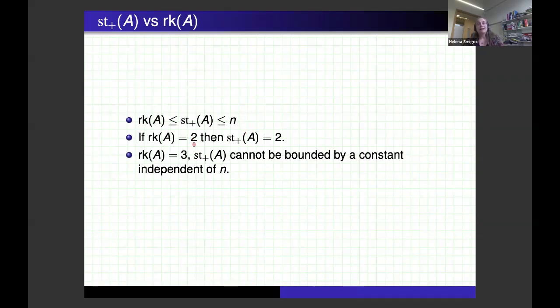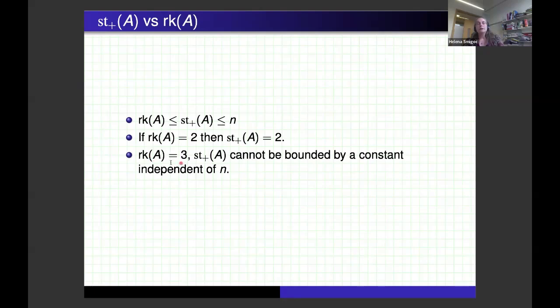If the rank of the matrix A is 2, then the SNT rank is also 2. So here we have equality. It's true for rank 1 as well, but it's a little bit more interesting for rank 2. But this nice relationship already drastically fails when we're talking about rank 3 matrices.